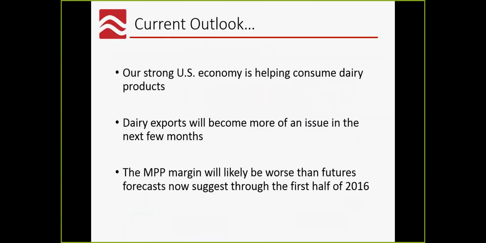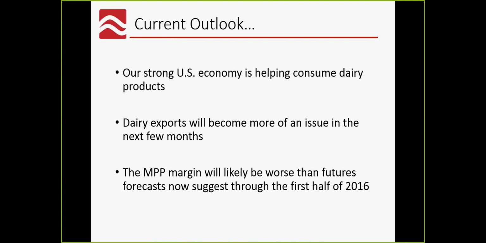All right, so the current outlook: the U.S. economy is strong, and that's good for consumption. Dairy product retail prices, with the exception of butter, have been down recently, encouraging consumption. Hopefully we'll see a lot of cheese on sale, and people will eat a lot more pizzas and things like that, because we need to get rid of some cheese. But that's good, it's helping consume products.